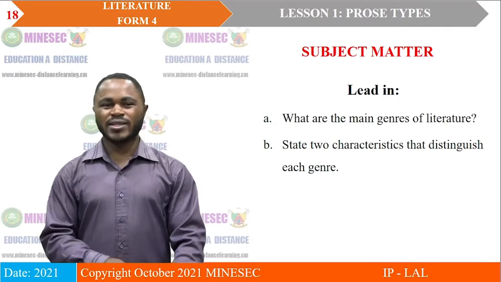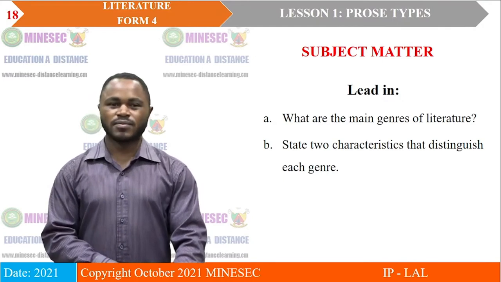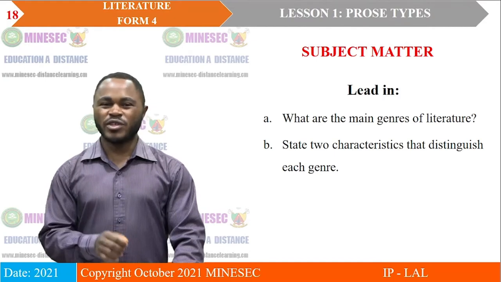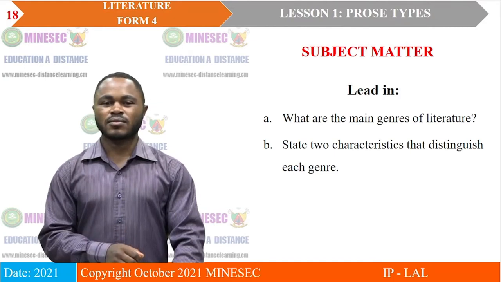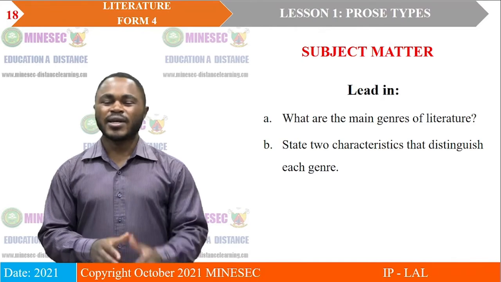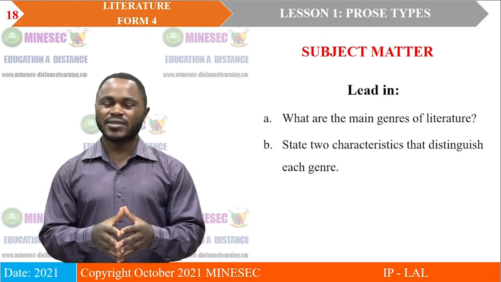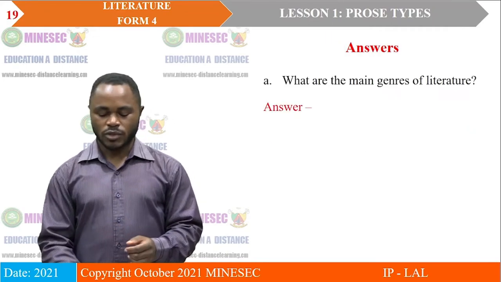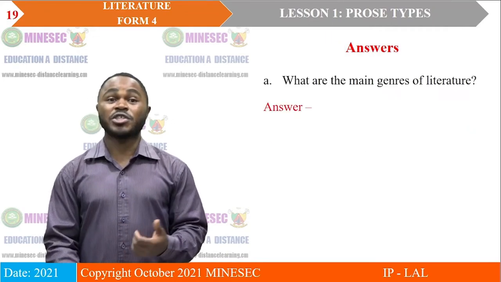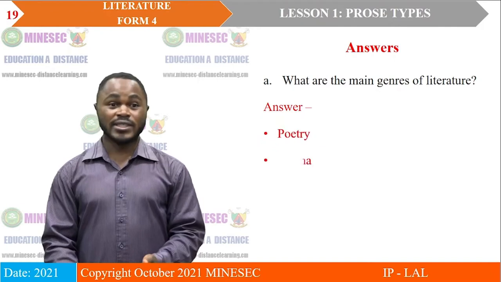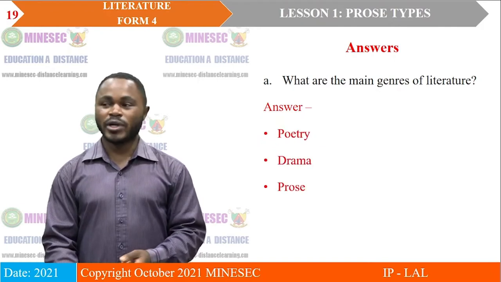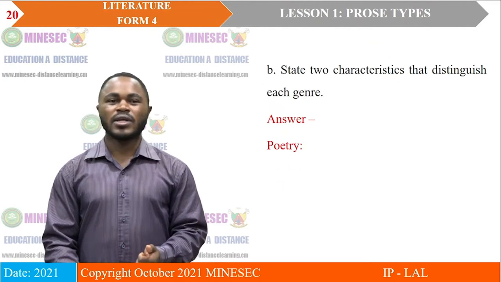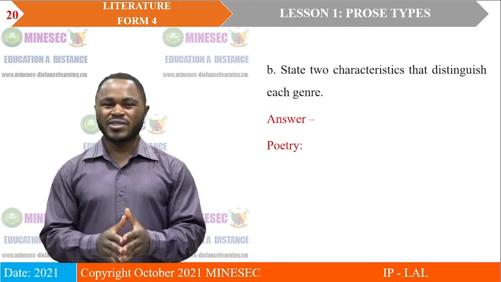But for us to do that, let's consider the following questions. First, what are the main genres of literature? And secondly, can we state two characteristics that distinguish each genre? So notice that in terms of what the main genres of literature are, obviously there are poetry, drama, and prose. Those are the main genres of literature. Now, what are two characteristics that distinguish each genre?